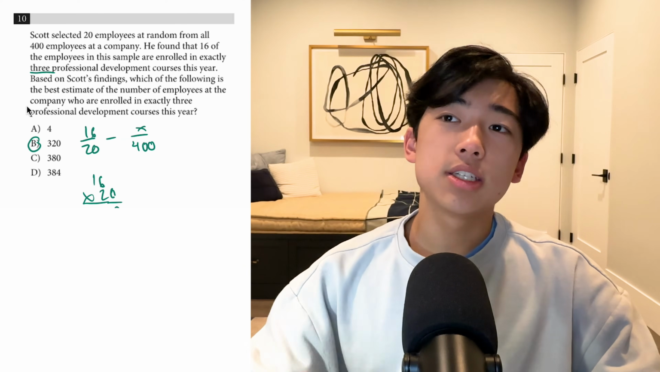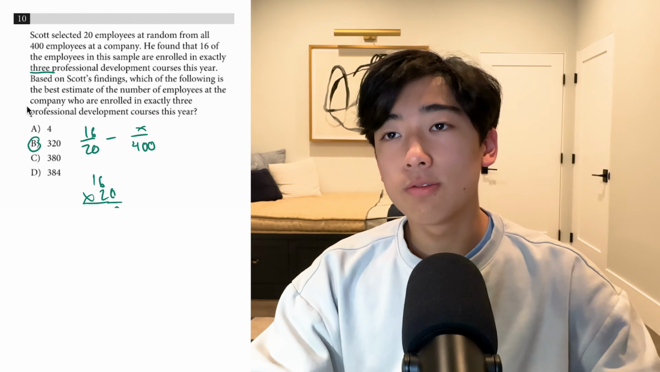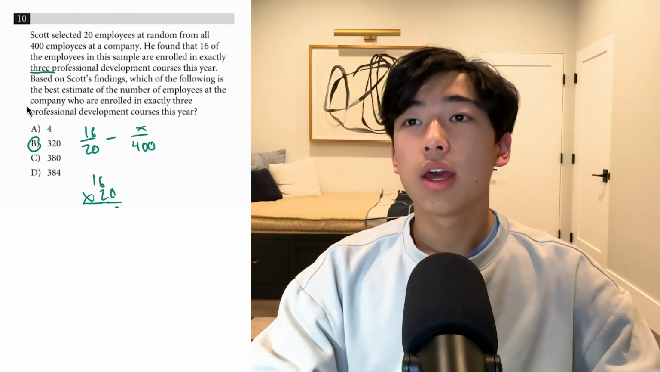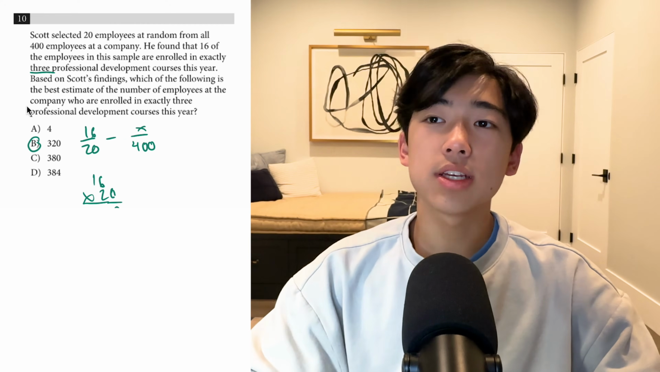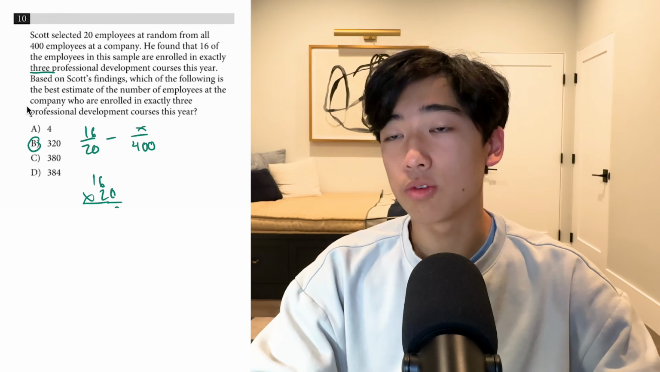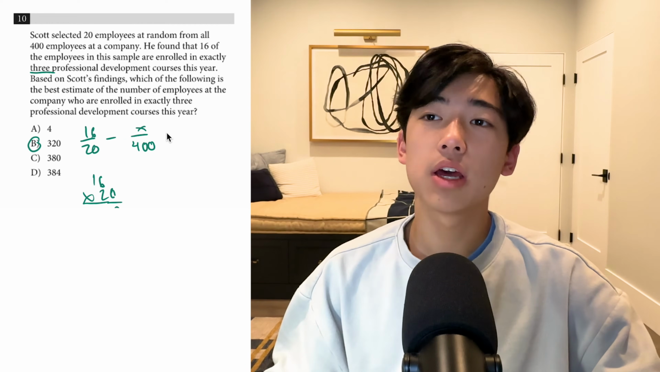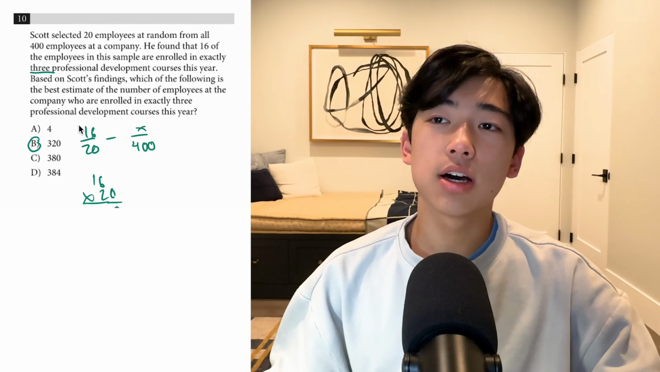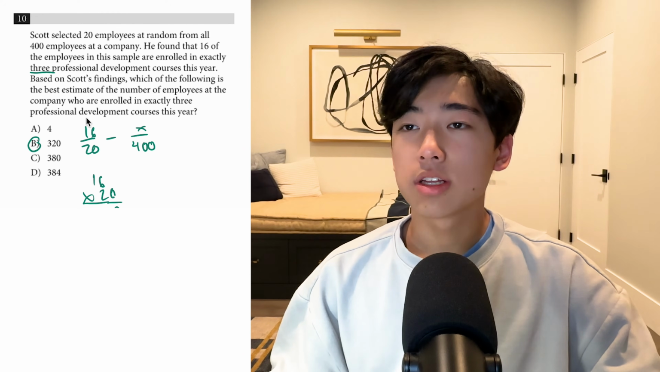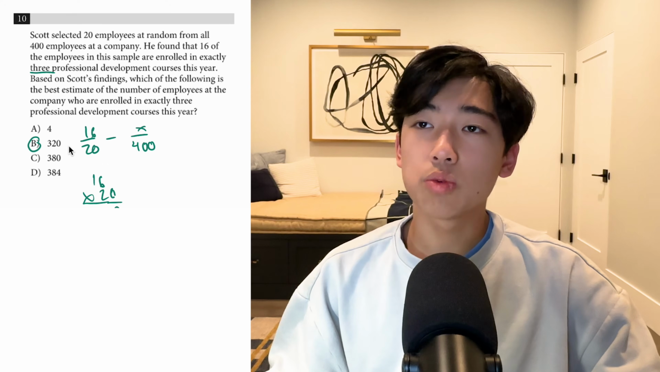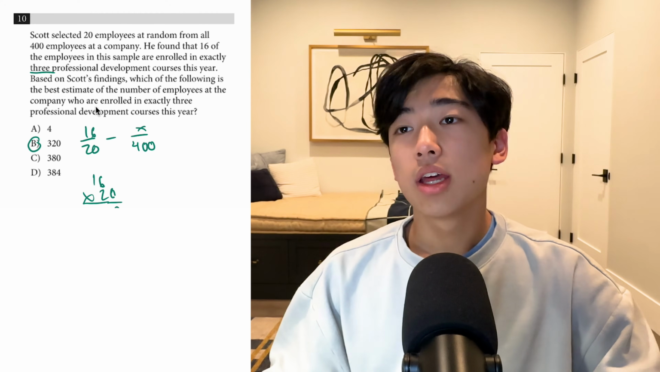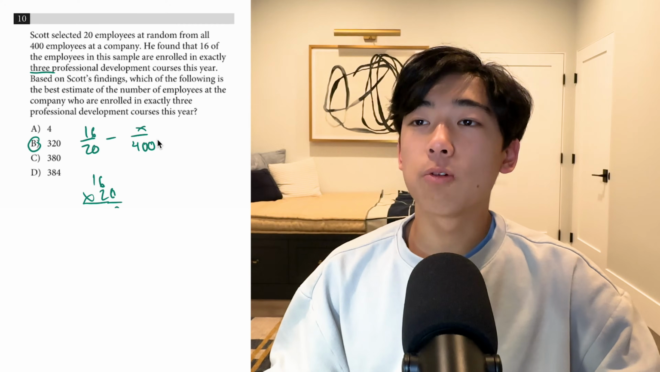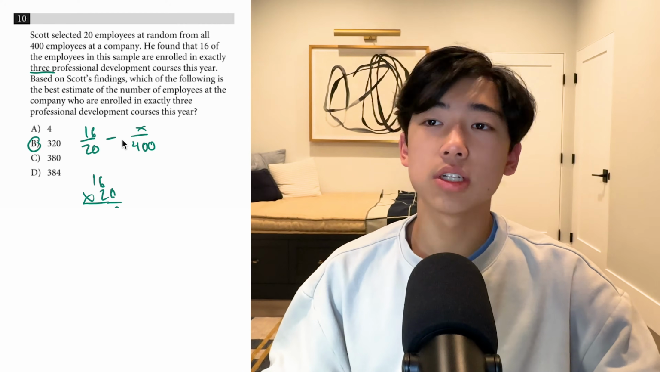So Scott is selecting 20 employees out of a 400 employee company, and he found that 16 of them have a certain characteristic, and is estimating how many of the actual 400 would have the same characteristic. So here I created an easy comparison: 16 over 20, because that's how many he picked and how many had the characteristic. And then you want to know out of 400, how many will have the same characteristic.